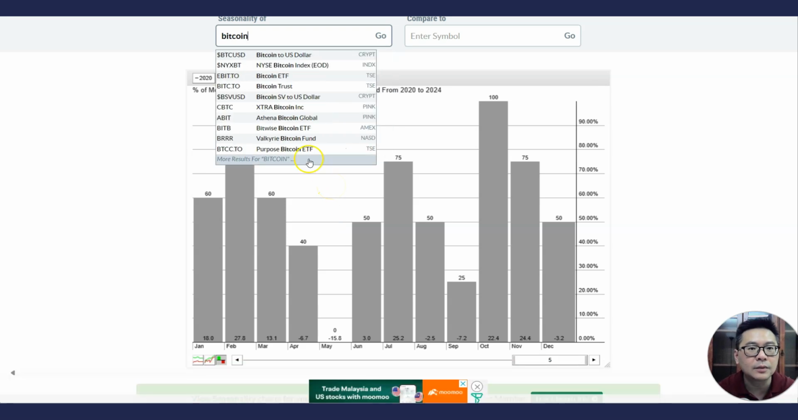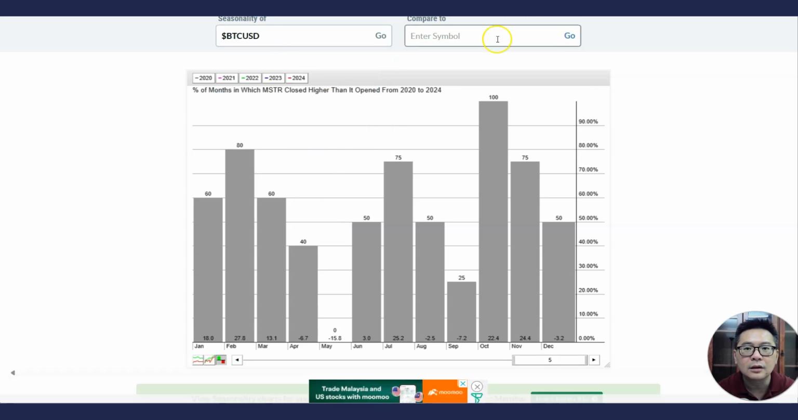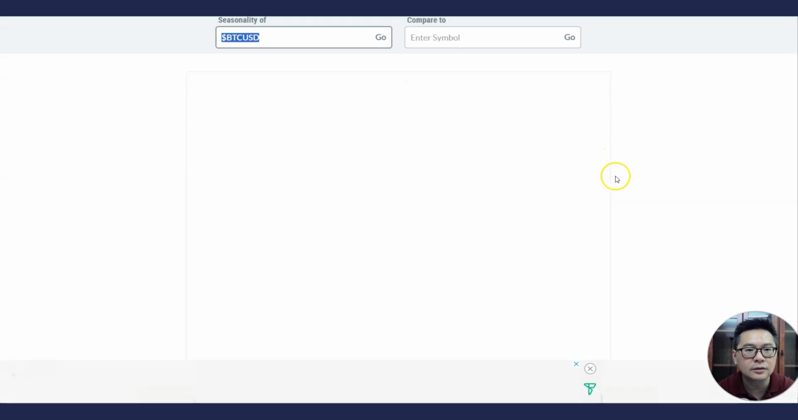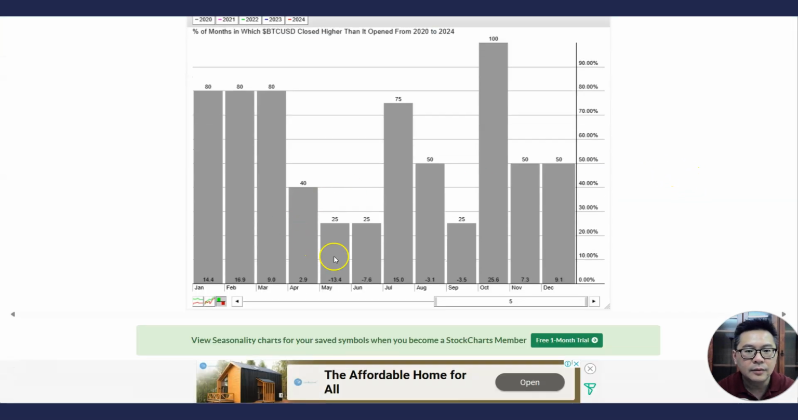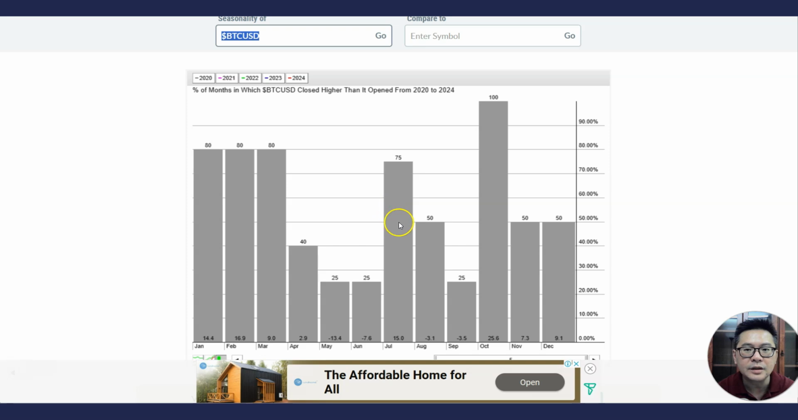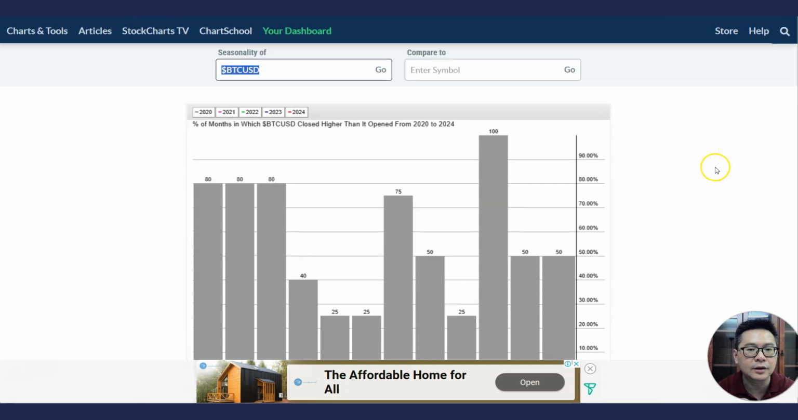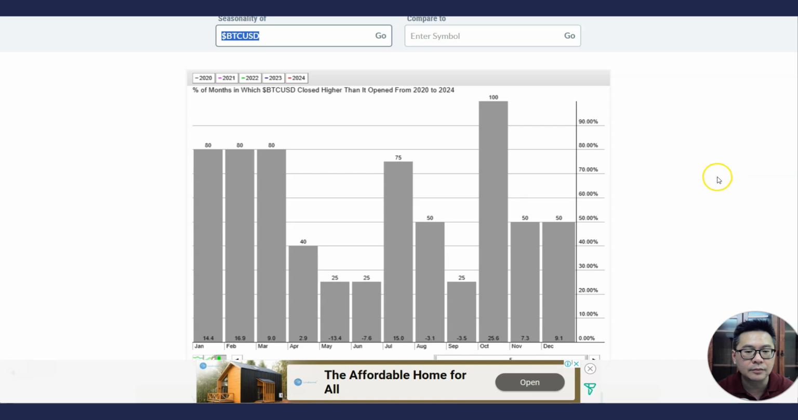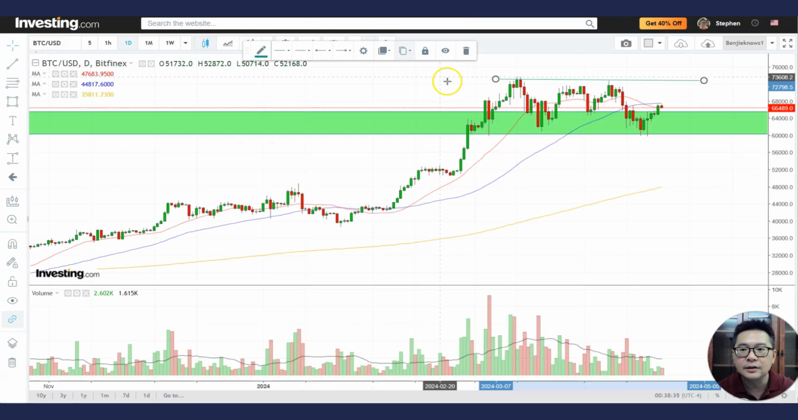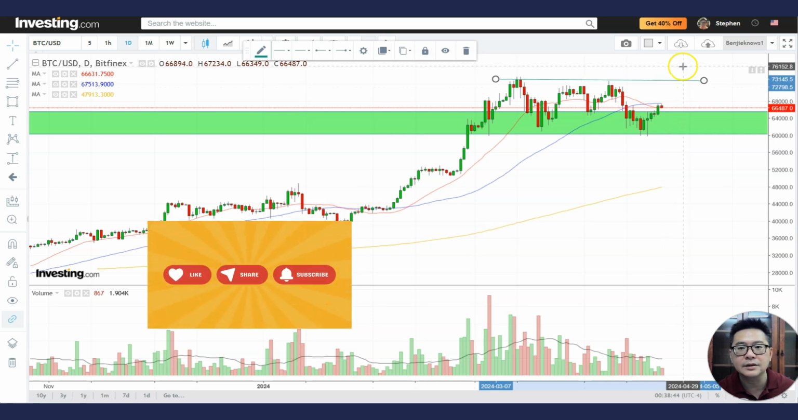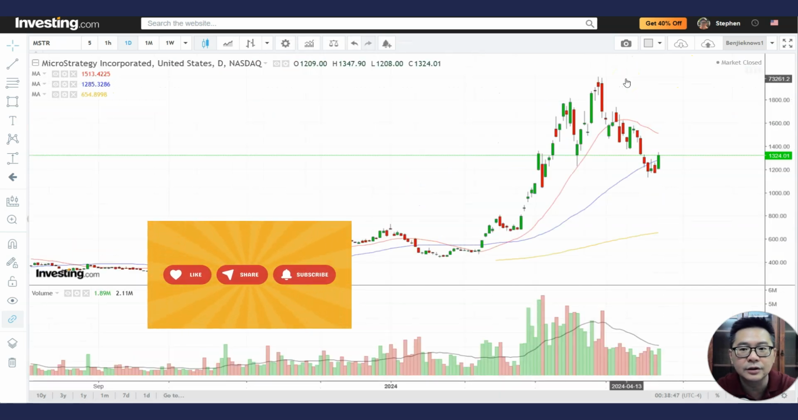If you look at Bitcoin as well, take a look at Bitcoin USD. April, May, and June are not good months for Bitcoin, so that might affect MicroStrategy, which is so dependent on Bitcoin. So do take that into consideration. But anyway, seasonality is just to guide us, to give us a bias, but if Bitcoin can break up above this area, then it would be good for MicroStrategy.